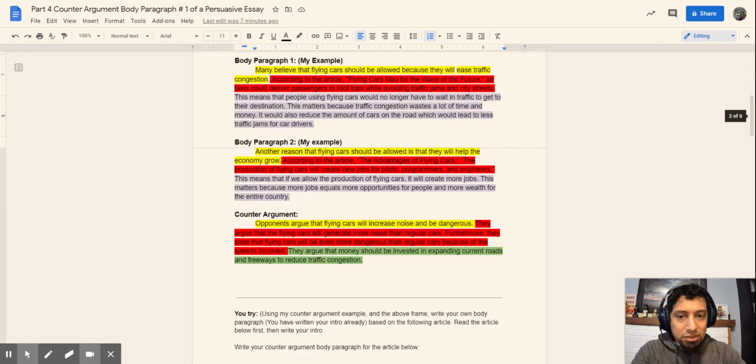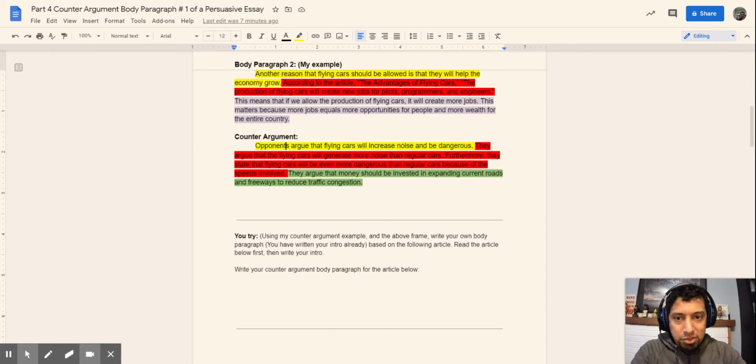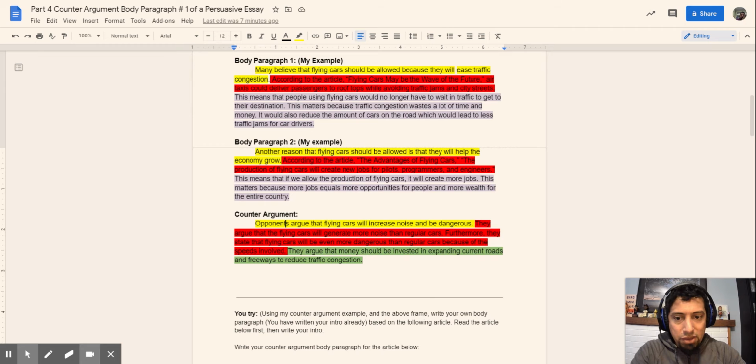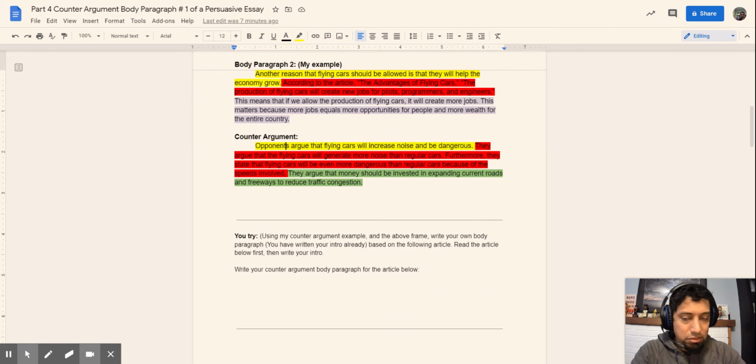So let's take a look at my example. Here's a counter argument. So remember, we've written our first two body paragraphs, and then here's the counter argument paragraph. Again, I want you to use the words that I'm using here, like another reason, opponents. Opponents are people that are opposite of you, they're against you. So opponents argue that flying cars will increase noise and be dangerous. So I gave kind of the two main reasons that they wrote about. And then I just described it a little bit. What do they mean by that?